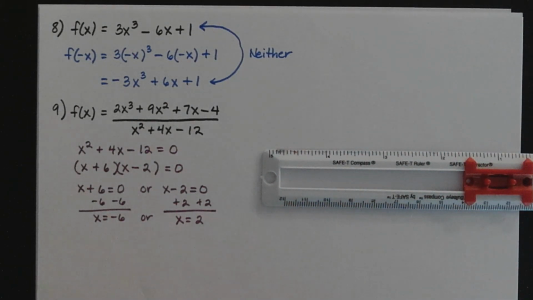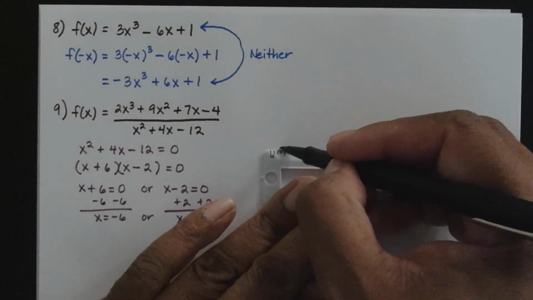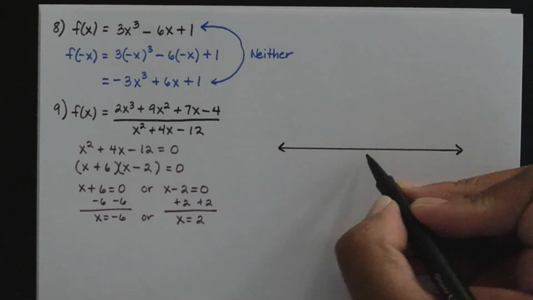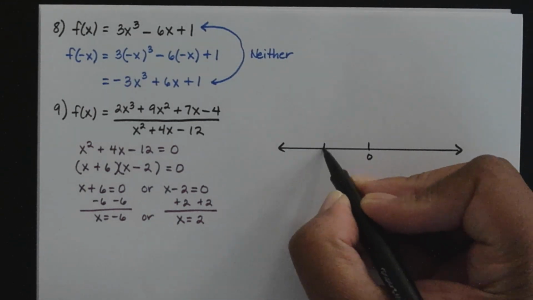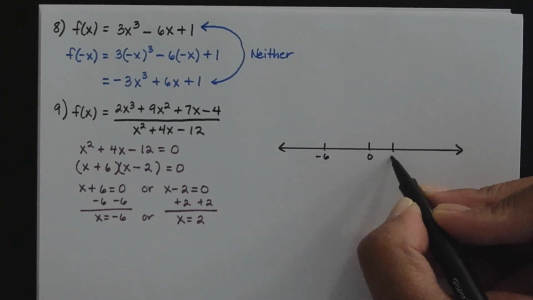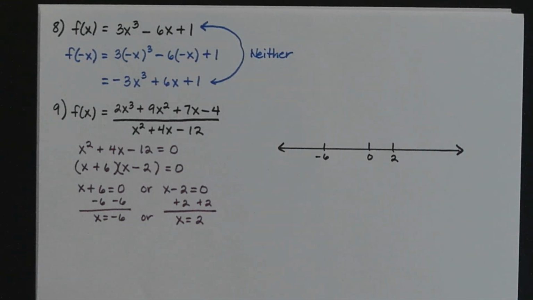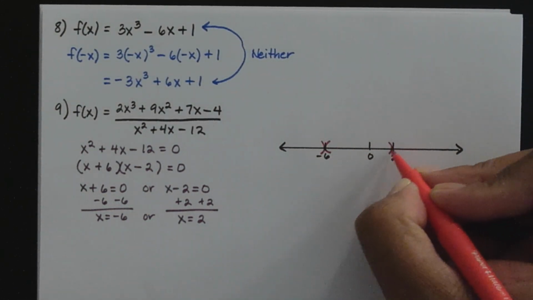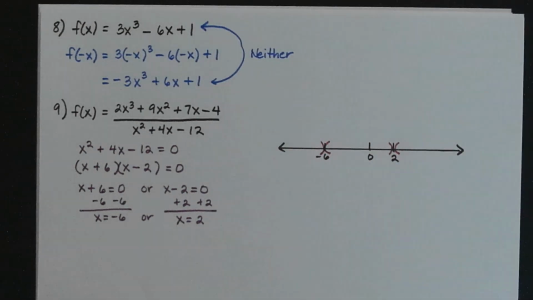Now, you're not required to do this, but if it helps, you can draw a number line and put negative 6 and 2 on it. Negative 6 is here, 2 is here. We know at negative 6 and at 2, we will get zeros in the denominator. So I'm using parentheses around those.